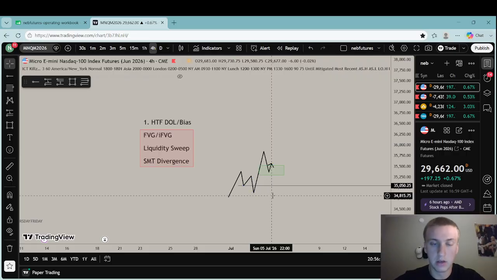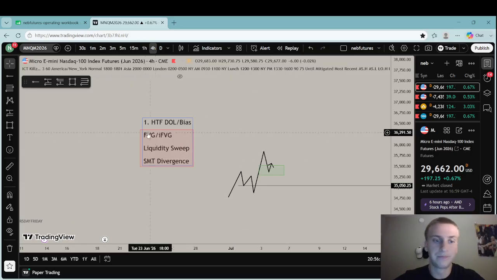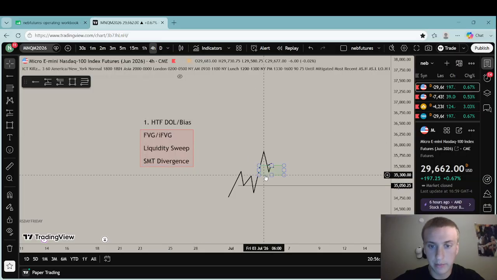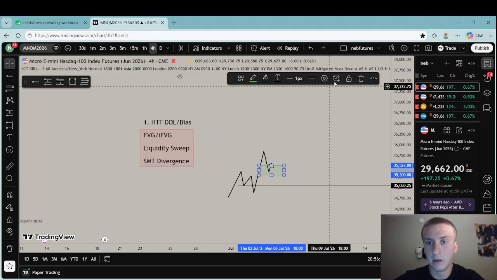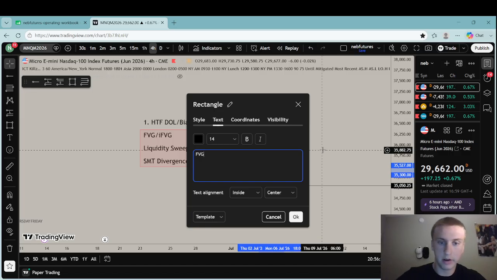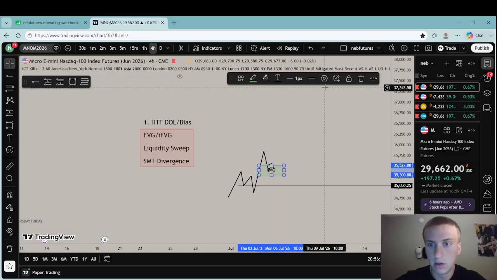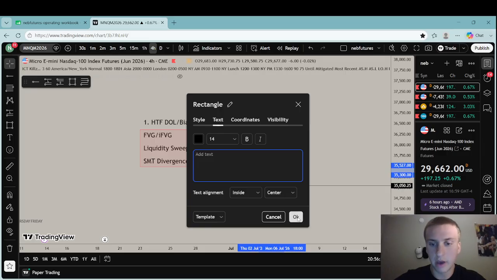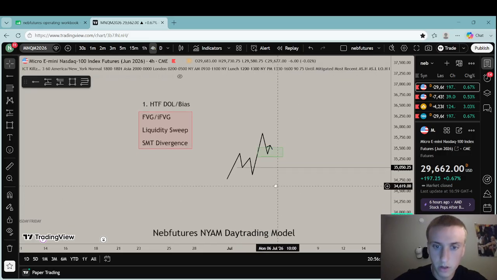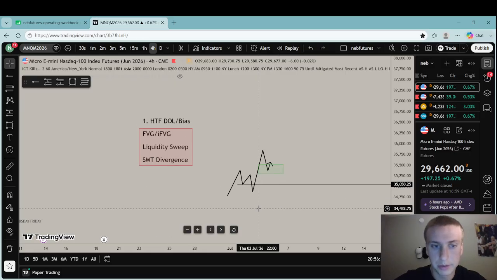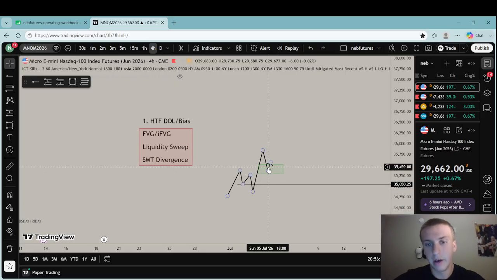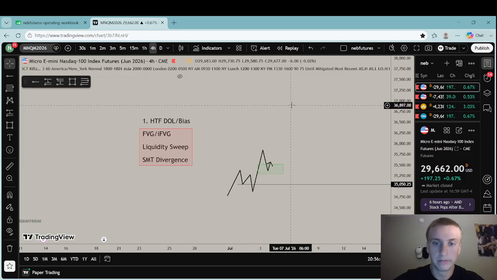I'm thinking longs. Next, I'm looking for a higher time frame IFVG or FVG. As you can see, I have my fair value gap marked out right here. I have my fair value gap here. We get a nice healthy retrace into this fair value gap. What do we think we're going to do? Probably long off of it. If we inverse it, that's another story.